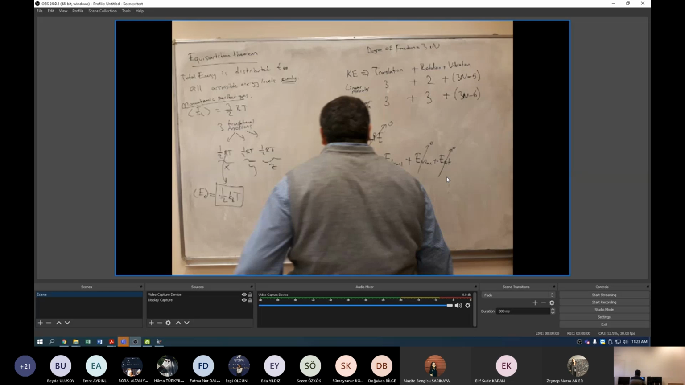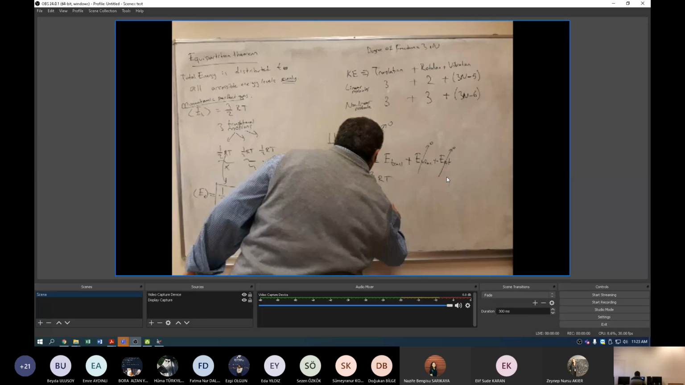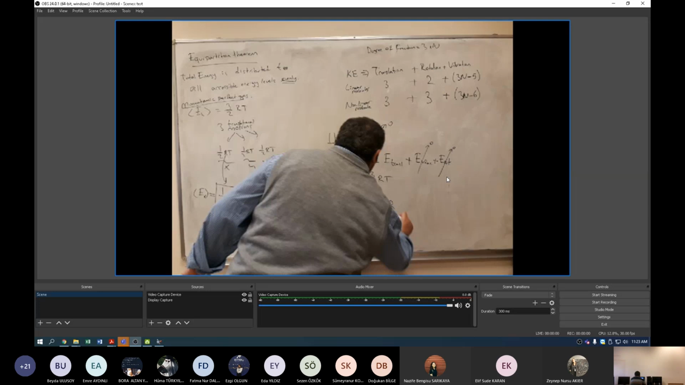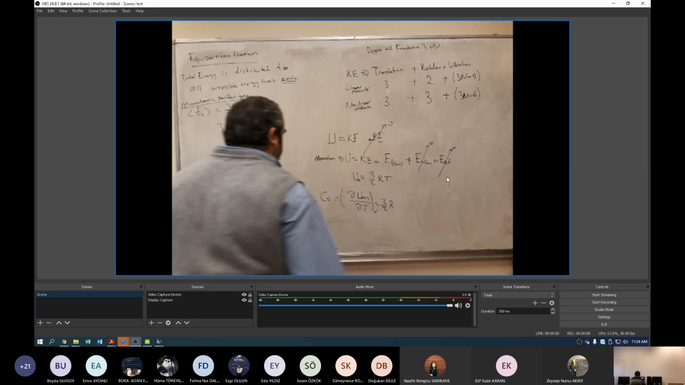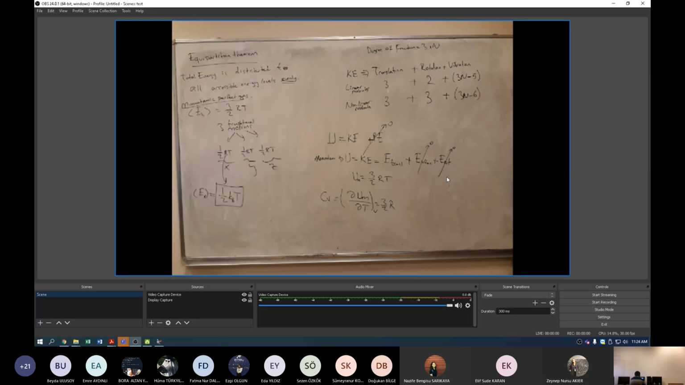Then delta U over delta T equals 3/2 R, which at constant volume is called C_v. This is for monatomic, and this is nearly 12.5.